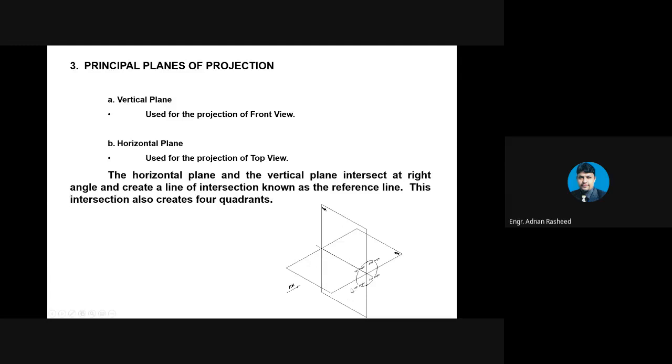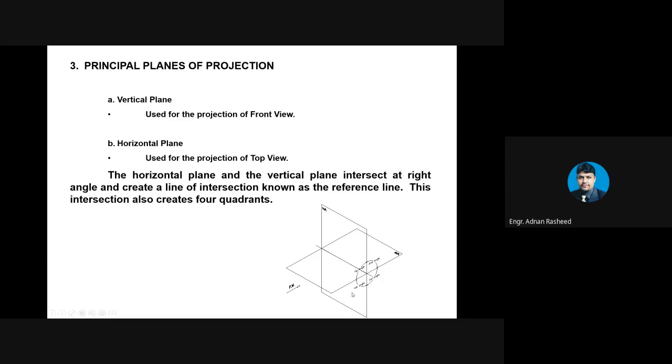You can see in this image, if I enlarge it, this is the horizontal plane and this is the vertical plane. Clear? When this horizontal plane and vertical plane intersect each other, they make four quadrants: first quadrant, second, third, and fourth. This is the vertical plane and it is represented by VP, and this is the horizontal plane and it is represented by HP. Clear? So we have four quadrants: first, second, third, and fourth.